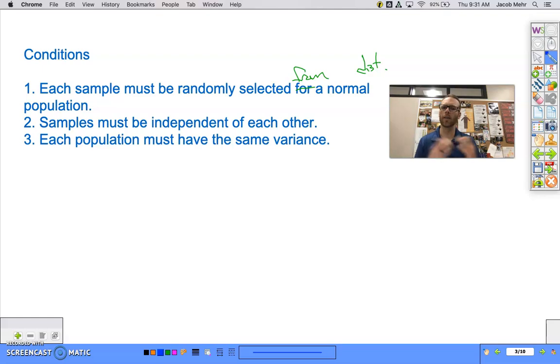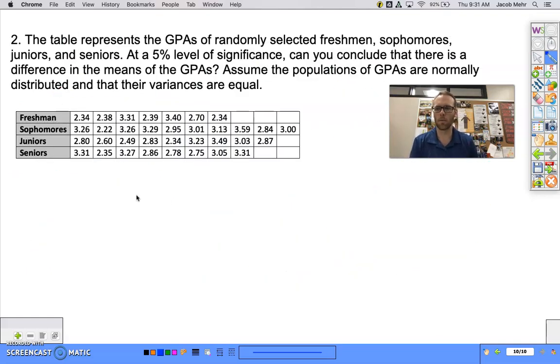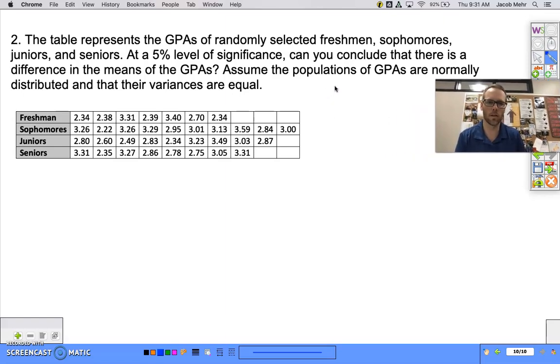Samples must be independent of each other. Are they independent here? Well, what do we have? Freshman, sophomore, junior, senior. Is a freshman's GPA going to have any impact on a sophomore's GPA? The answer to that, of course, would be no. So they are independent, and each population must have the same variance. I said that is one of the assumptions that we have in this problem. So our conditions are met.